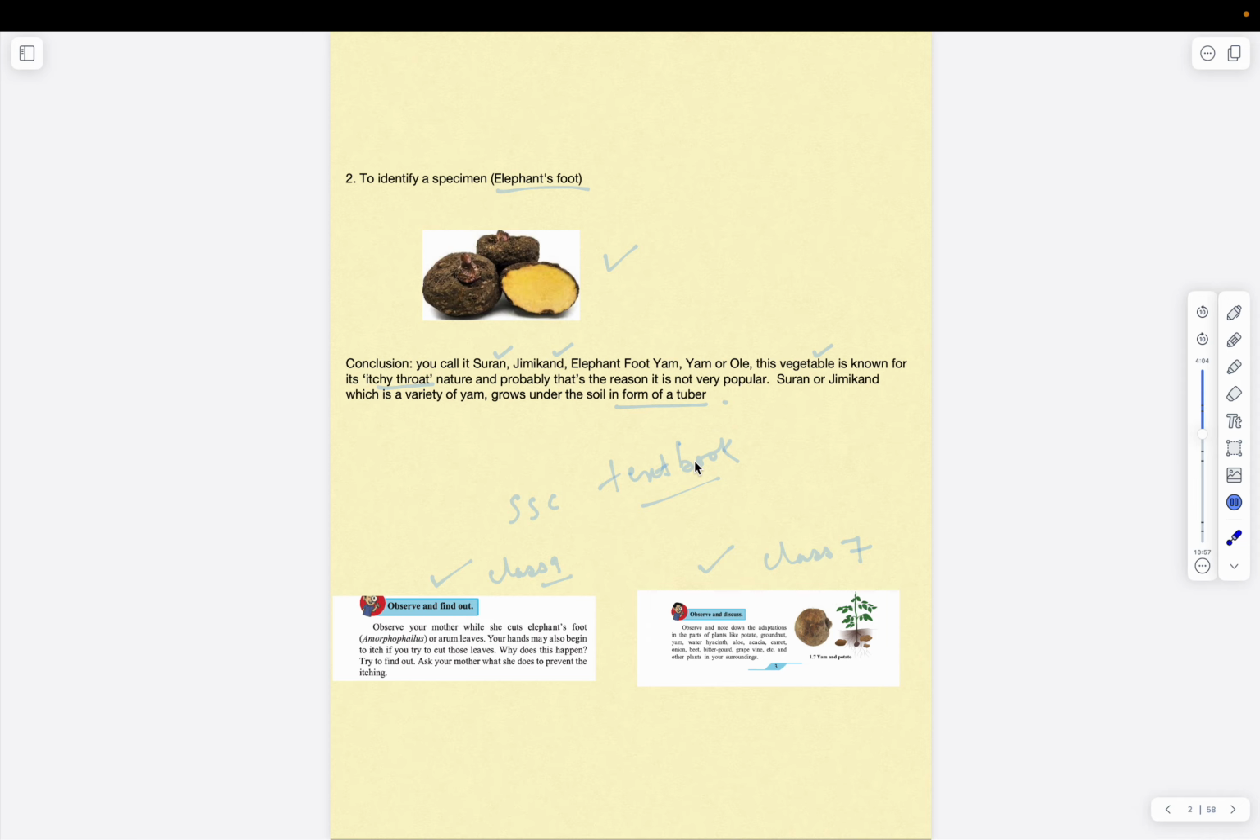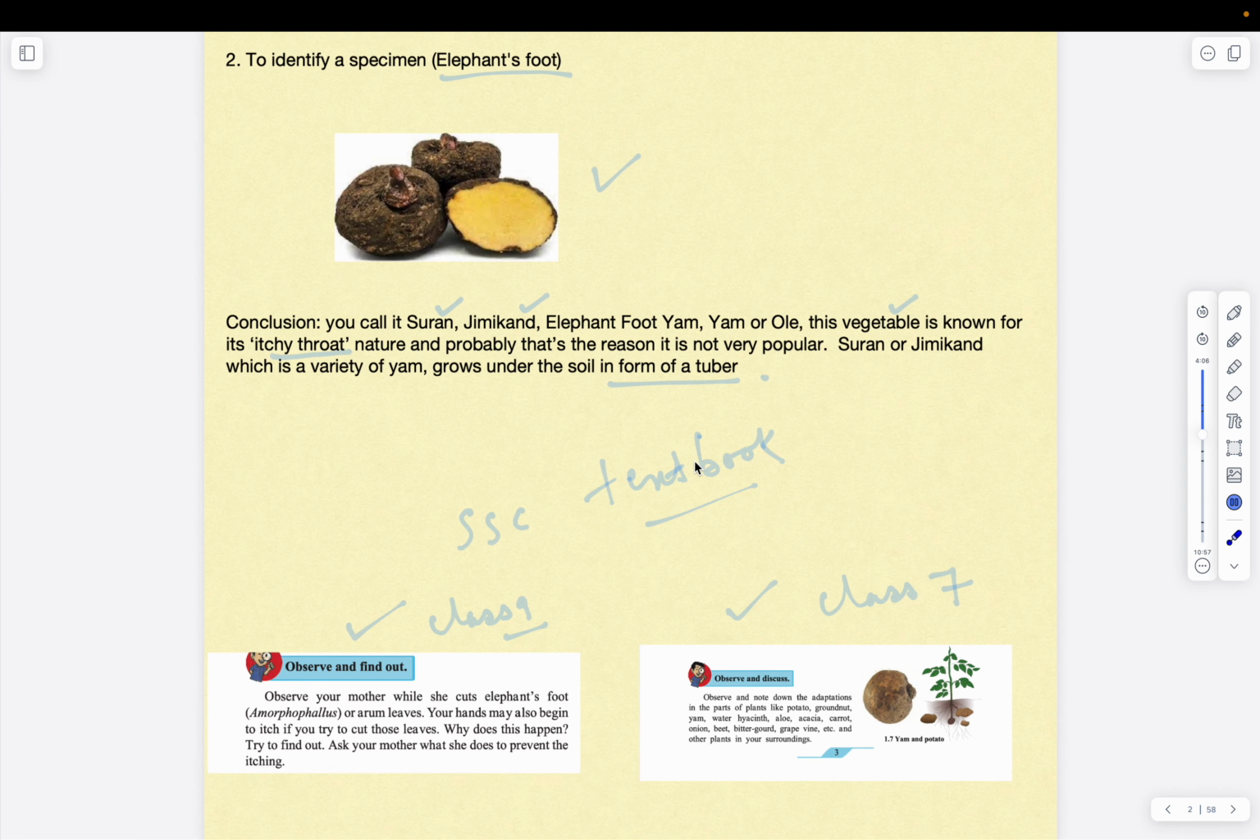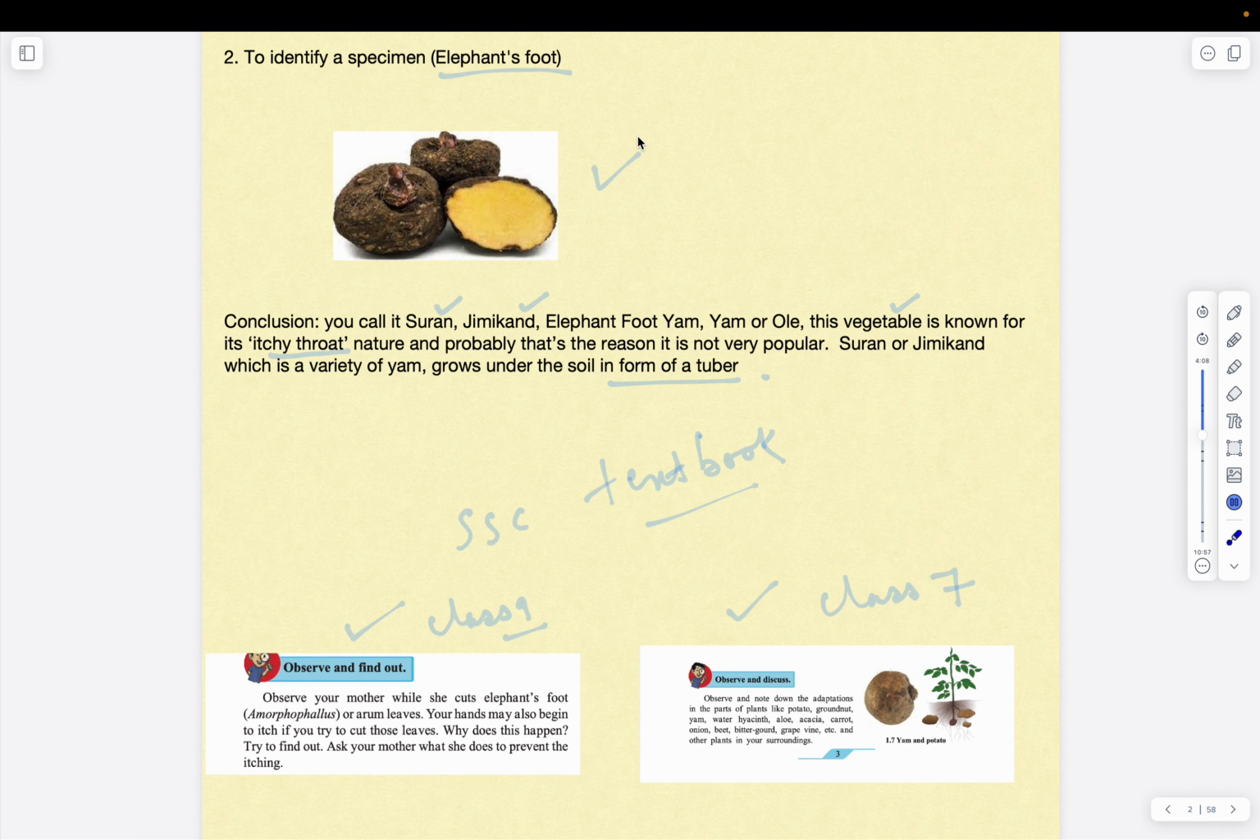The second question was to identify the given specimen, and the given specimen was the elephant's foot. So elephant's foot, you can call it Suran, Jimikand, right? It's a vegetable and it's not very famous because it causes an itchy throat, right? It grows under the soil in the form of a tuber.